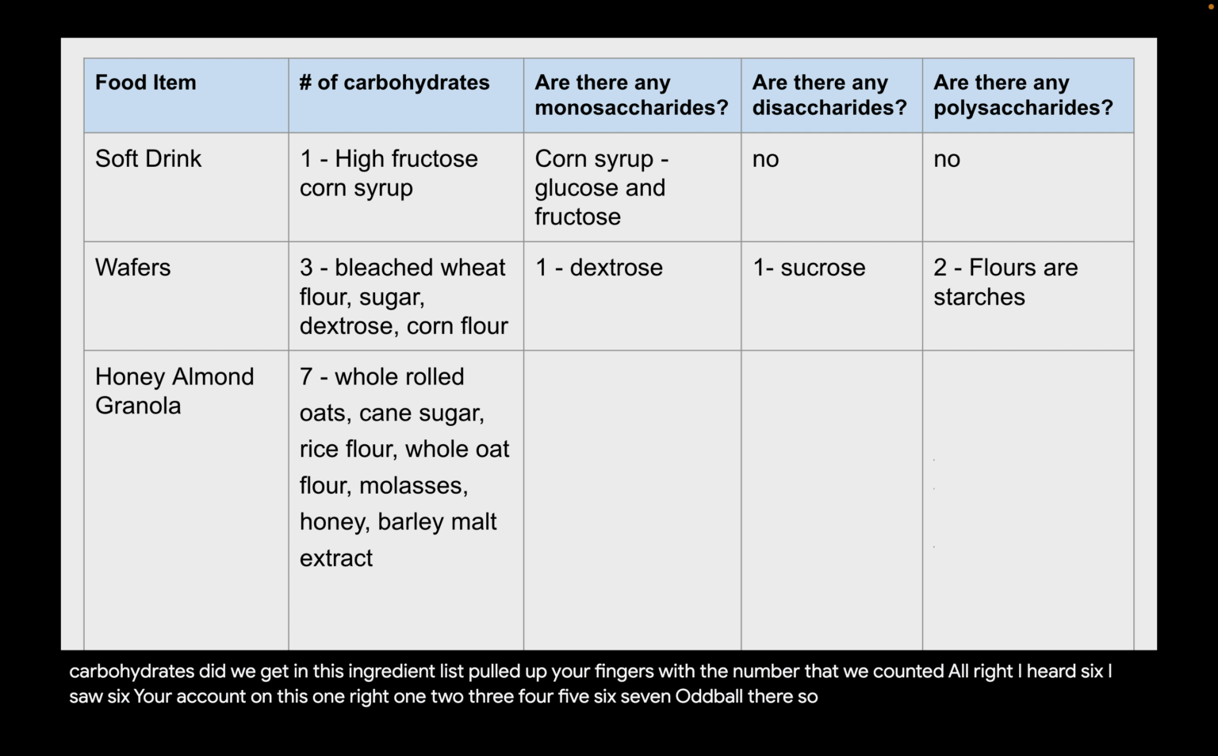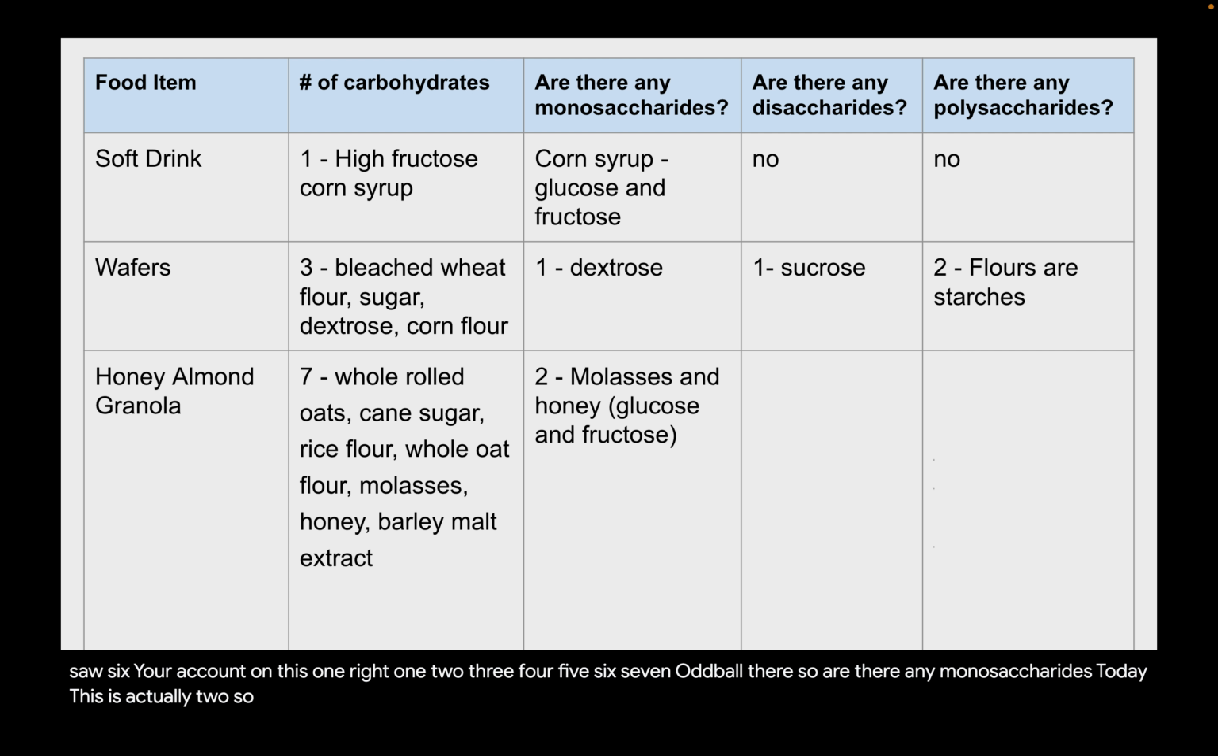So are there any monosaccharides? A very reserved group today. There's actually 2. So molasses and honey, they're both made up of glucose and fructose. Not combined together, just separately, kind of hanging out.